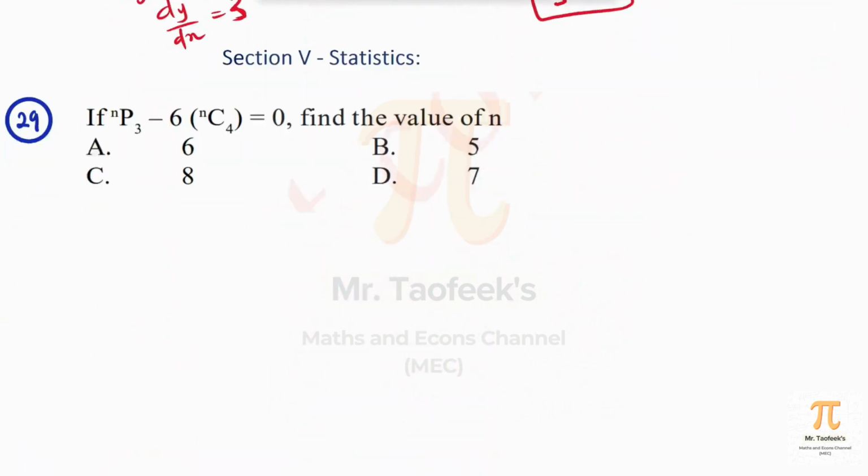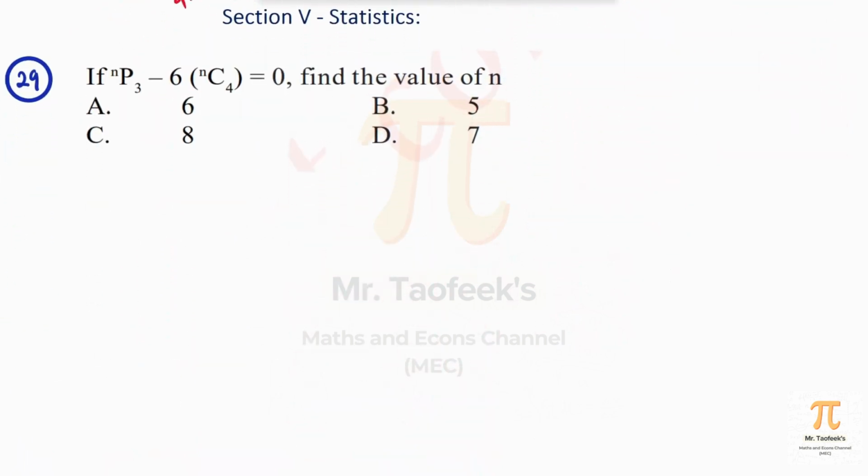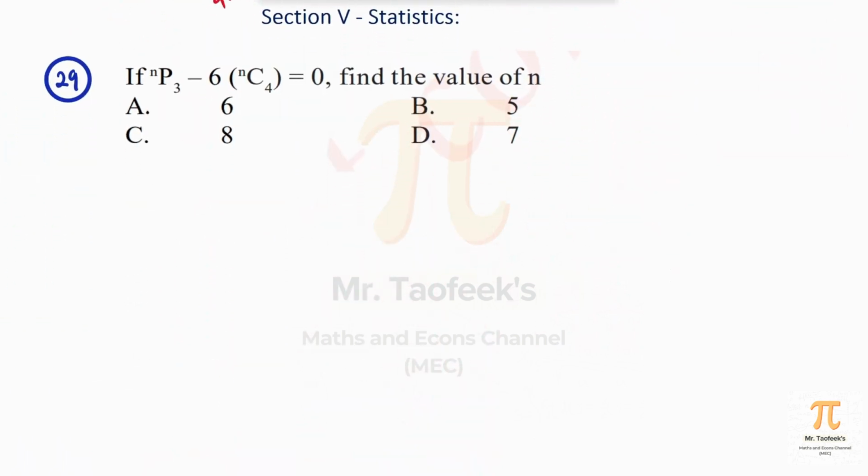Next, statistics. Permutation and combination. Finally, this is coming up now in our questions. If nP3 is equal to 6 times nC4, that is, nP3 minus 6 times nC4 is equal to 0, find the value of n.